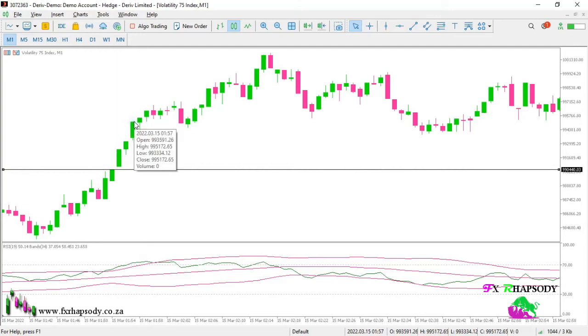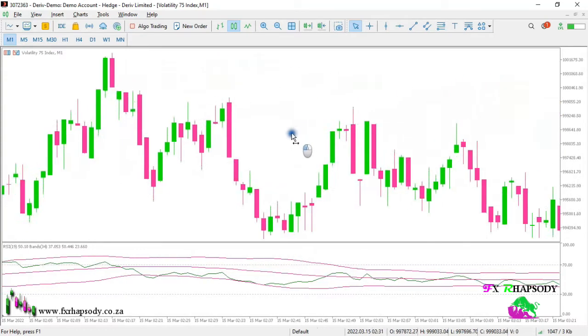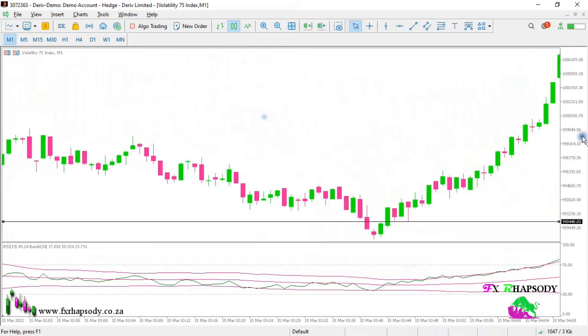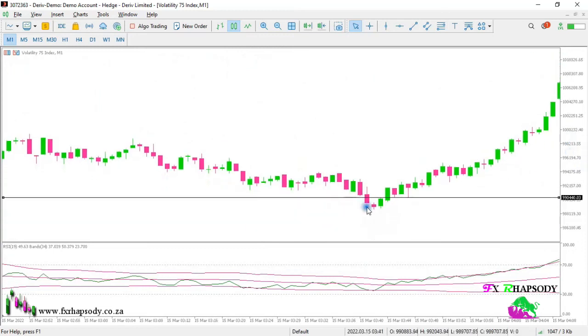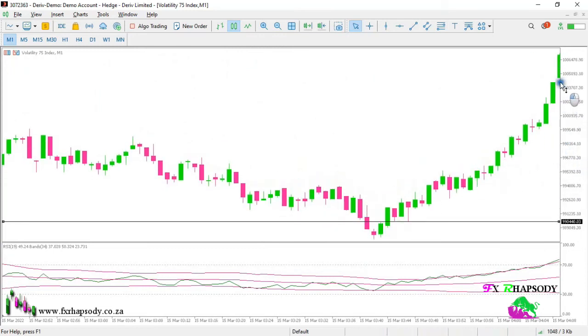Look at your margins and all that. Just make sure you don't over leverage when you enter your trade. But as you can see, price went up slightly, and eventually it came and closed that gap right there. So as you can see, price comes back.